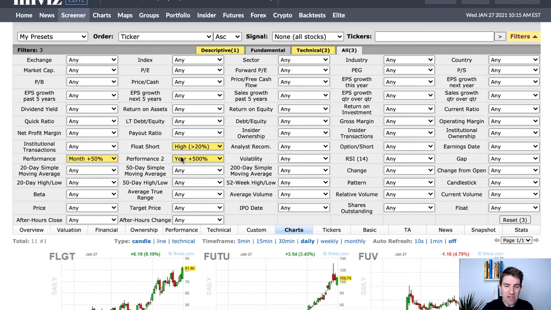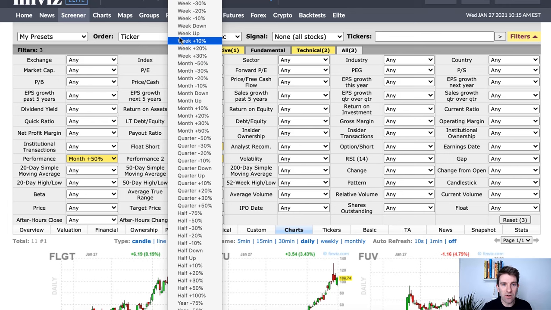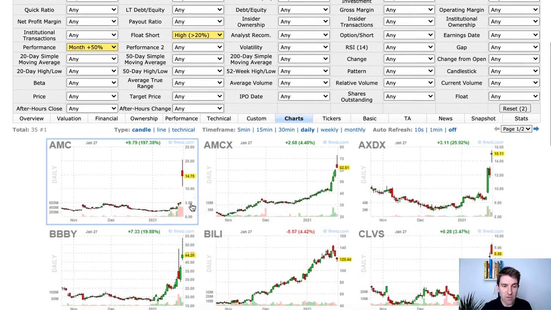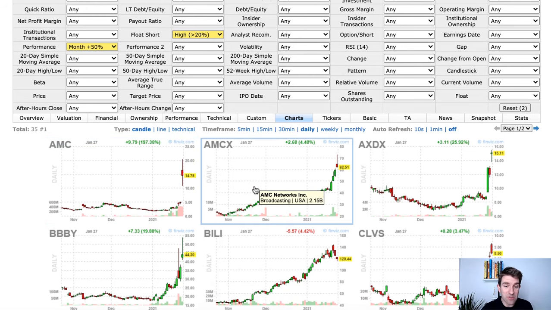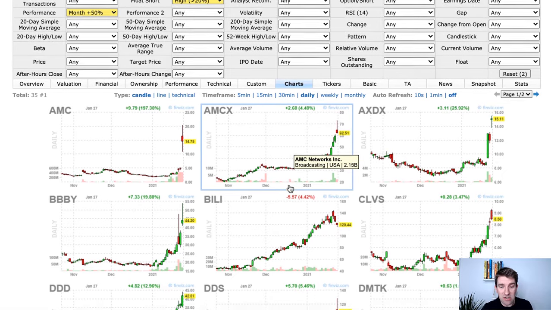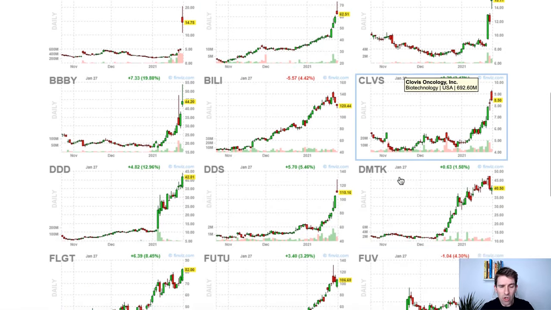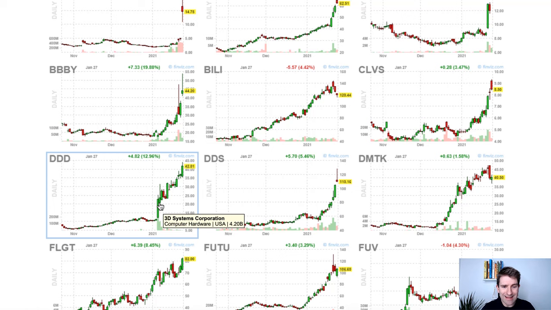So you could put the performance at plus 500% for the year, but I prefer not to, and just spend a little bit more time scanning for myself and seeing what's going on. So AMC, the big cinema one that's popped up recently, up 200%. That feels like it's already gone. But you're kind of looking for a chart like this type of thing.